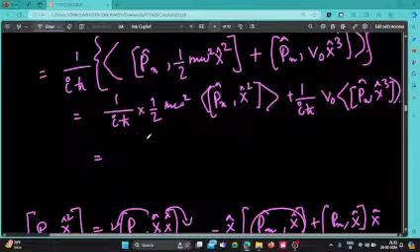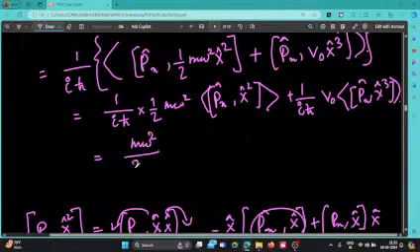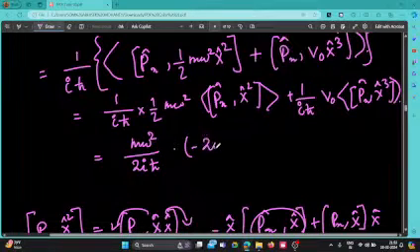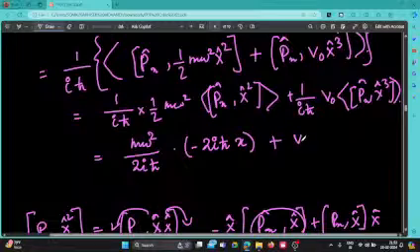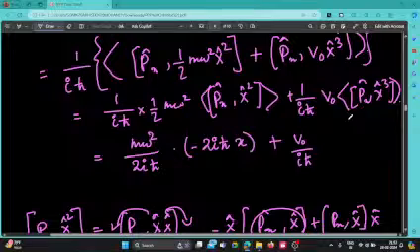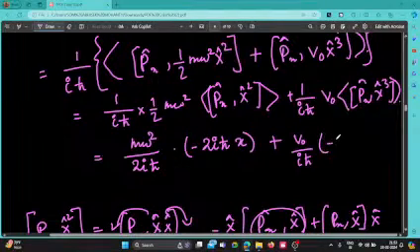So this is your m omega squared by 2iħ, times minus 2iħ x, plus v naught by iħ. And what will be this one? Just take the derivative and take the minus. Minus 3iħ x squared.